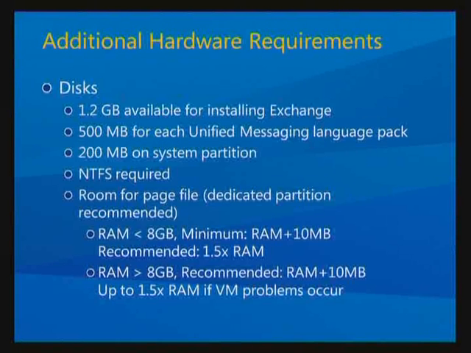Some of the additional hardware requirements, of course, you're going to need disk space. You're going to need disk space to lay out Exchange. I've got some screen snapshots I'm going to show you that show you just how much bigger in the file system Exchange 2007 is than its predecessor. Also, if you are using unified messaging, for every language pack that you install, you need an additional 500 megabytes of space. You need at least 200 megabytes free in the system partition. Everything has to be NTFS. We don't support any other file systems. It's all got to be NTFS.